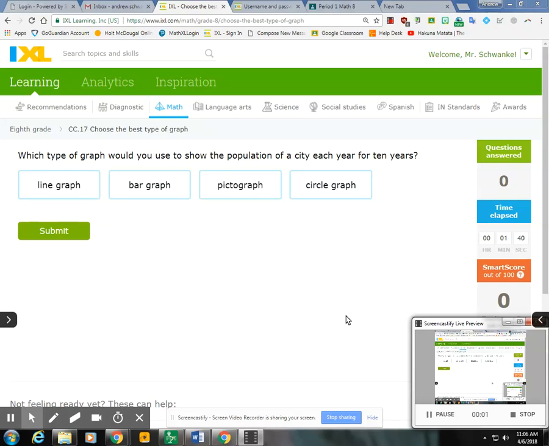All right, this is CC.17 on IXL.com. We're in 8th grade math. We need to choose the best type of graph.